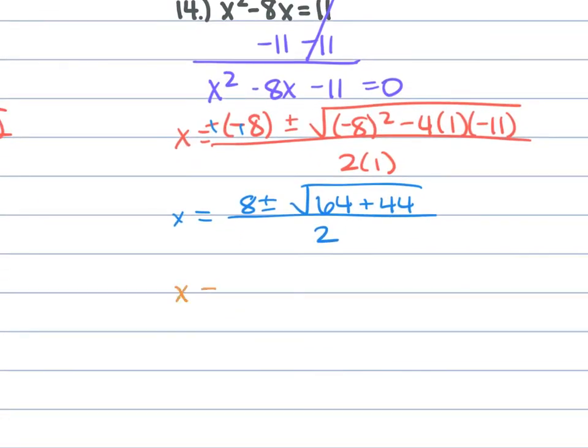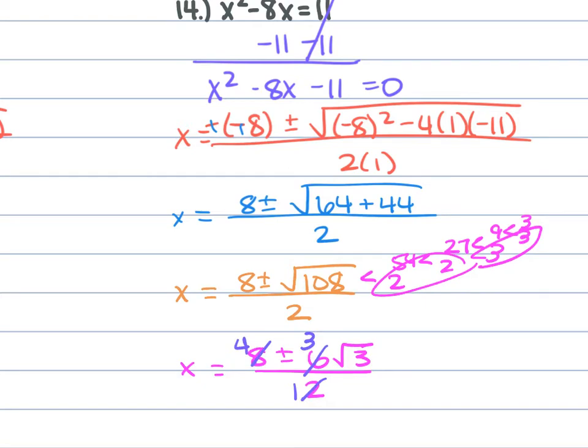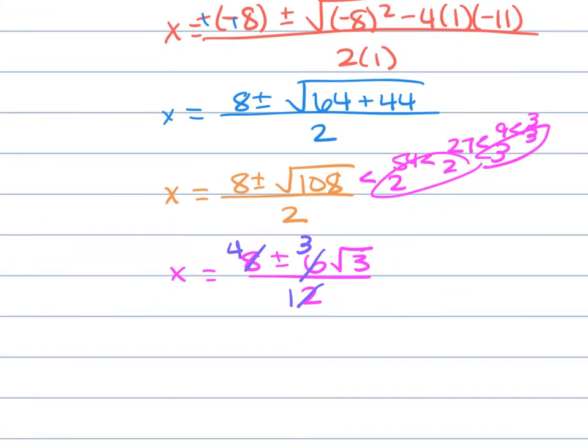This is going to give us x is equal to 8 plus or minus the square root of 108 all over 2. The 108 is 2 and 54. 54 is 2 and 27. 3 and 9. 3 and 3. So 2 times 3 square root 3. So x is equal to 8 plus or minus 6 square root 3 all over 2. 2 becomes a 1, 6 becomes a 3, 8 becomes a 4. So x is equal to 4 plus or minus 3 square root 3.